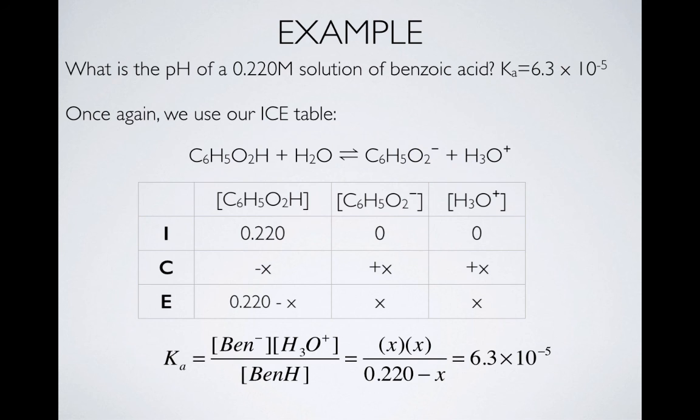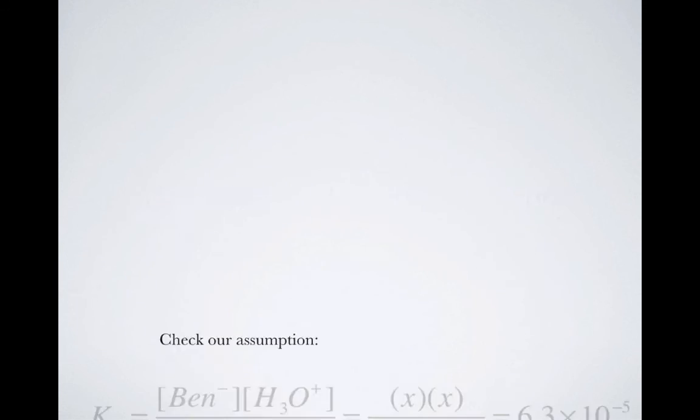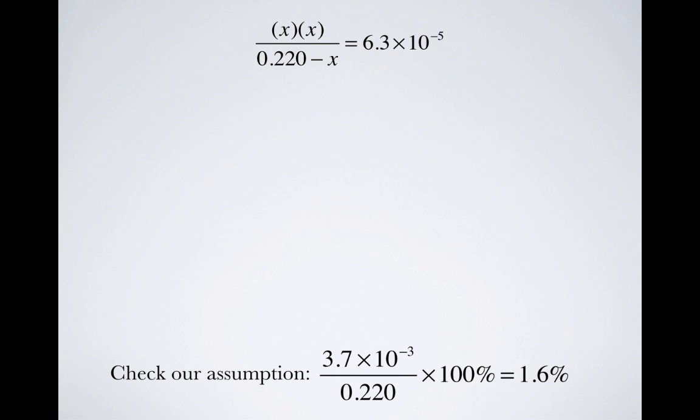So we know our equilibrium concentrations of all those species. We don't know the values, but we do have them in terms of a variable. Our benzoate ion is X, our hydronium ion is X, and our benzoic acid is 0.220 minus X. That's equal to 6.3 times 10 to the minus 5. So we've got X times X over 0.220 minus X is equal to 6.3 times 10 to the minus 5.